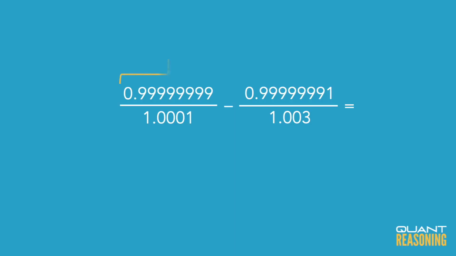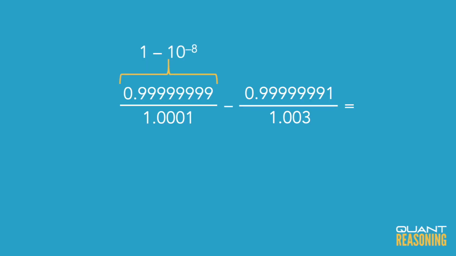So we'll rephrase that as 1 minus whatever it is we need to subtract to get to, what is that, 0.99999999, so 8 nines there. So how far below 1 is that number? It would be 1 over 100 million, so 10 to the power of negative 8. Alright, so let's rephrase that numerator as 1 minus 10 to the power of negative 8.